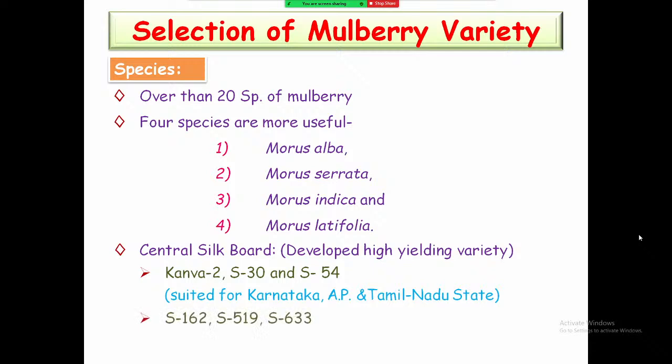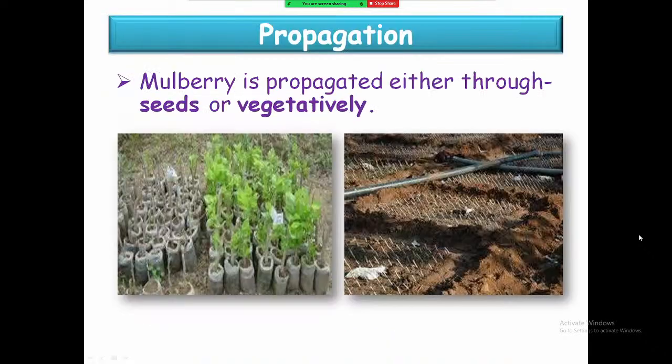Then S162, S519, S633. These varieties are suitable for North Indian states like Punjab, Jammu Kashmir, then Uttar Pradesh, West Bengal. Okay. Then the next one is propagation. The mulberry plants are propagated by both ways, by seed and also by vegetative means.